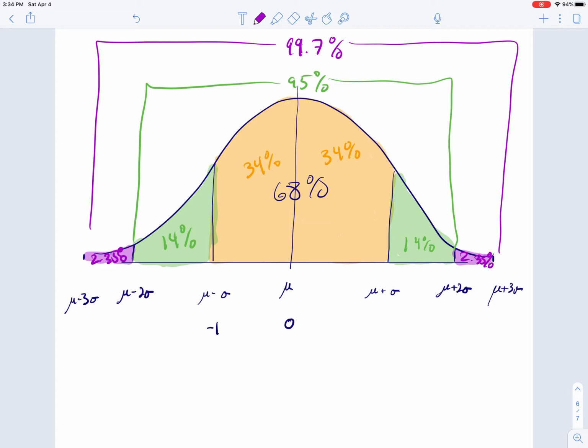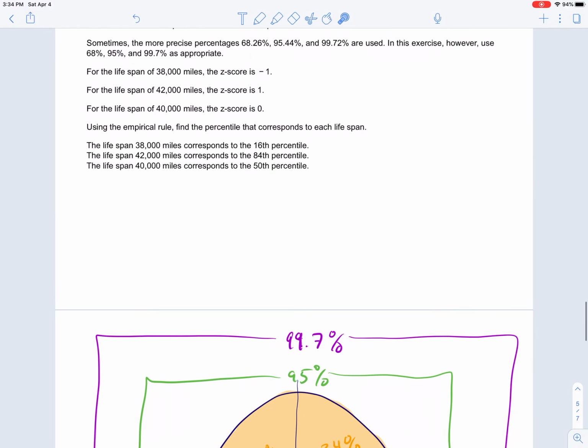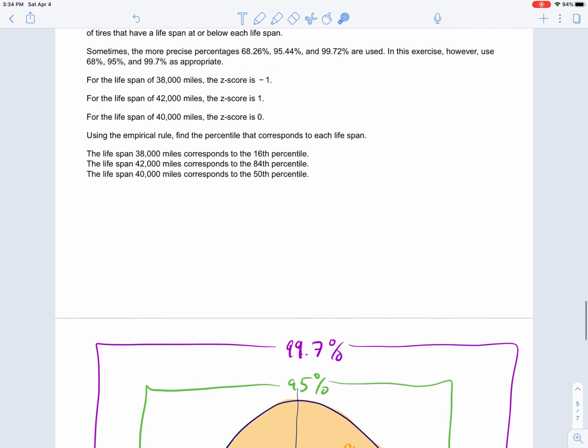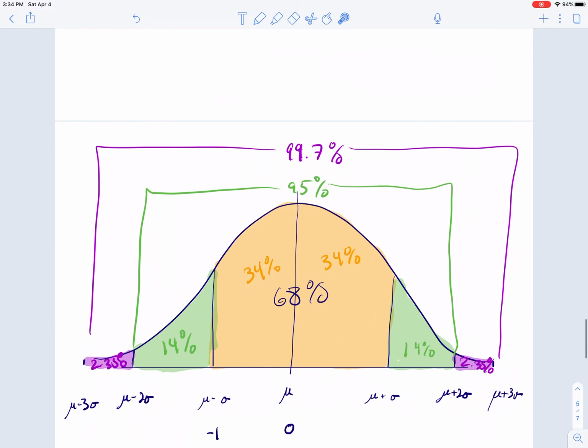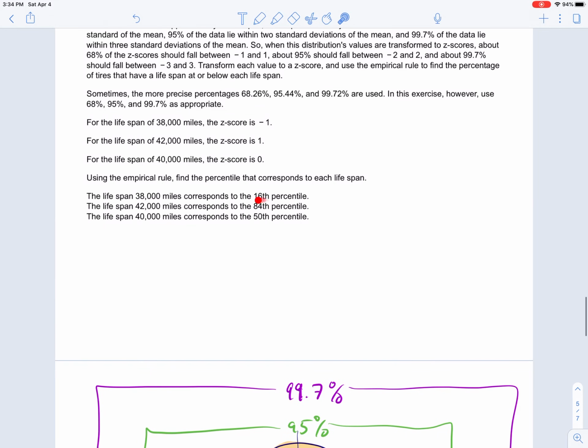So if we're here at a z-score of -1, that means we have to add this purple plus this green, which gives us 16.35% of the data, so the 16th or 17th percentile. 16th, you see it right there. Remember we said that the 2.35 plus the 14 was approximately 16.35. So that's going to fall into the 16th percentile.